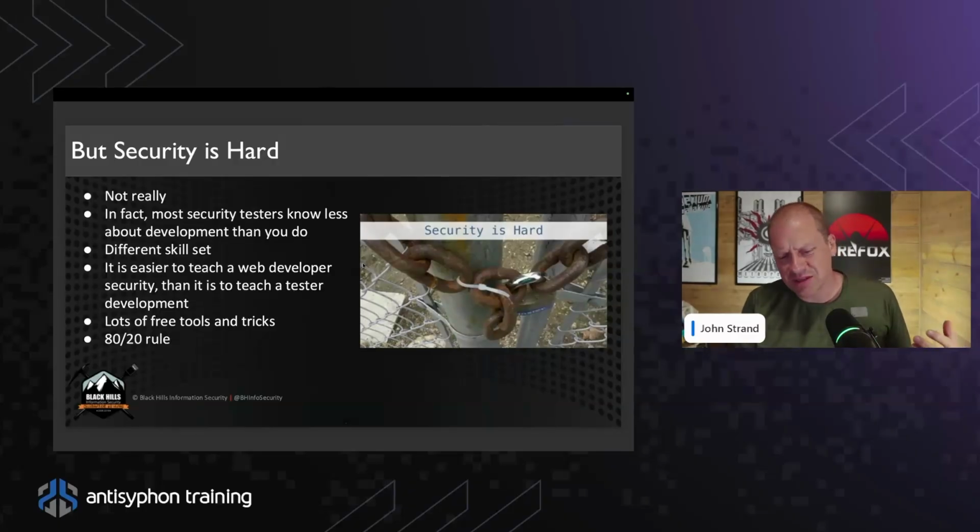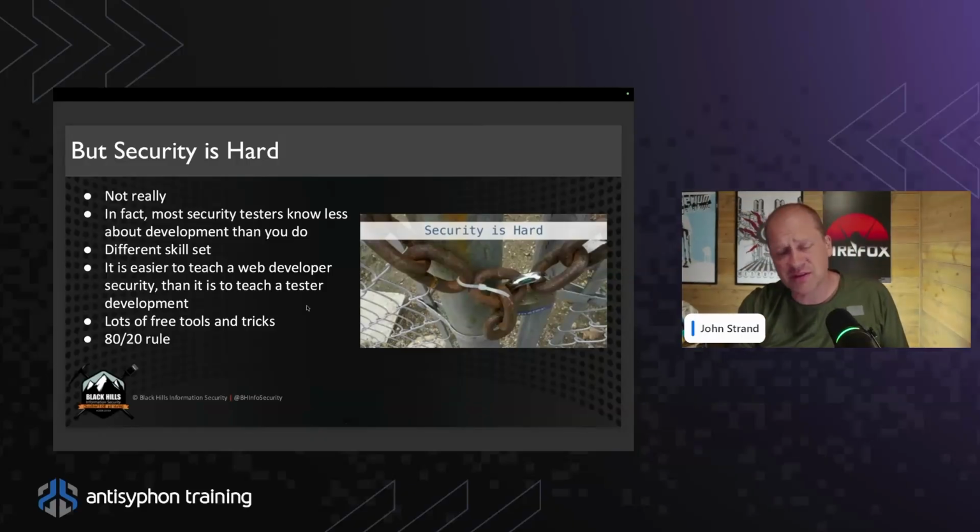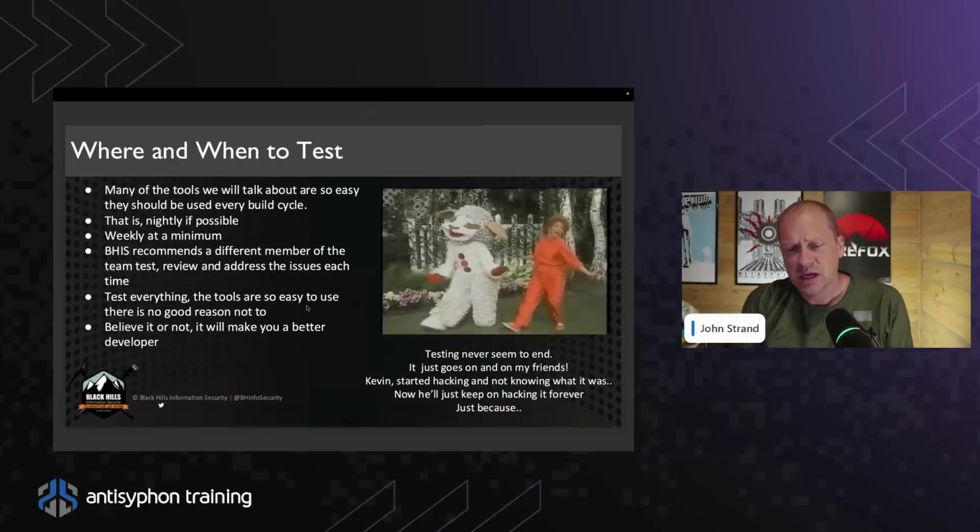We need to break down this idea that you will have to be at this level to be even a competent security engineer. There's a lot of stuff that you can do with the 80-20 rule. So what should you be testing with? Many of the tools that we talk about are so easy. They should be used in every single build cycle. That's nightly. If at all possible, you should be running nightly, right?